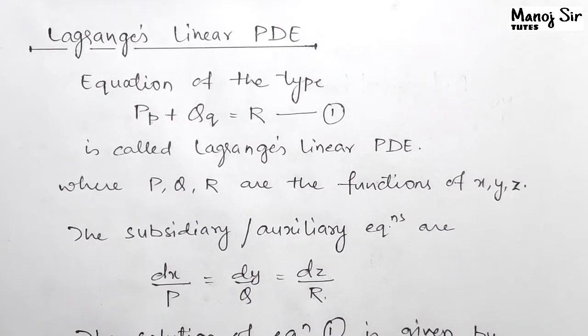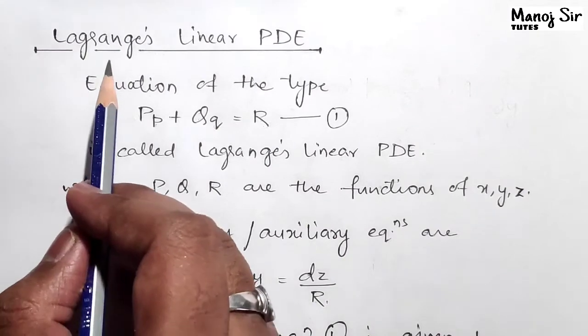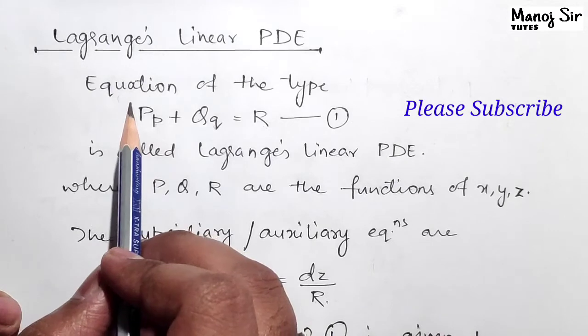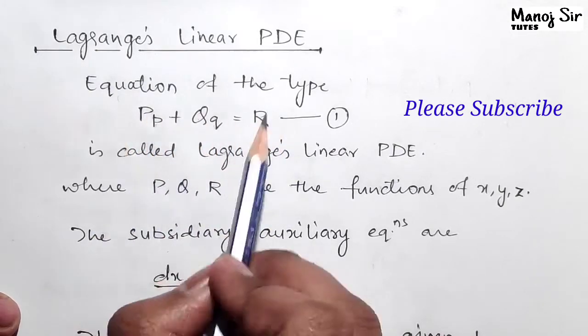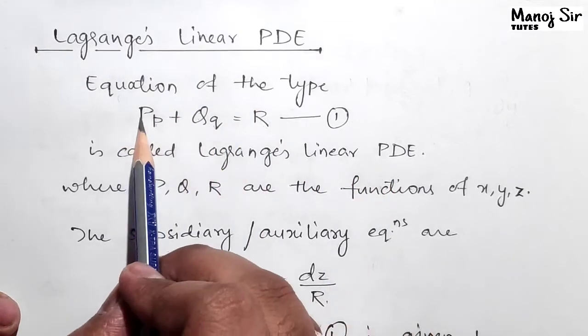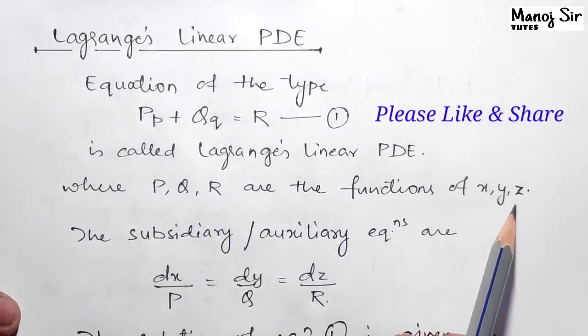Welcome to video number 12, and in this video we are going to see a very good question on the topic, that is Lagrange's linear partial differential equation. So whenever you see an equation of this type, that is Pp plus Qq equals R, you need to know that this equation belongs to Lagrange's linear partial differential equation, where capital P, capital Q and capital R, all three are functions of x, y and z.